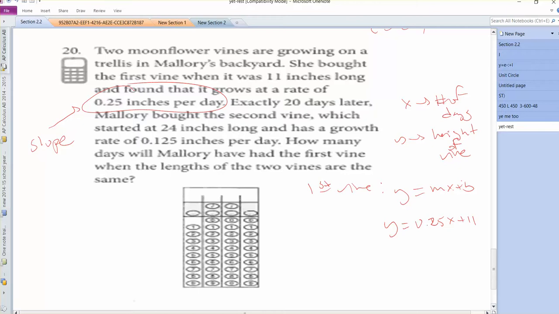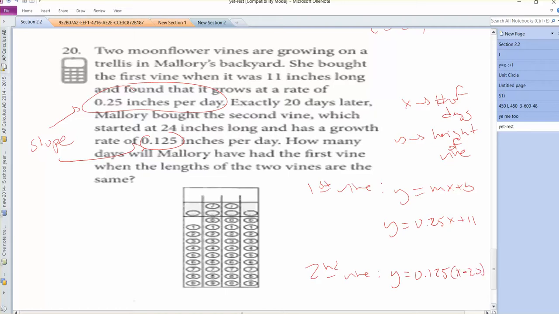So after 10 days, it would gain 2.5 inches, and it would be 13.5 inches. For the second vine, again, we're going to use y and x, and the slope in this case is 0.125. So that's also a slope. But this is starting 20 days later. So it's x minus 20.